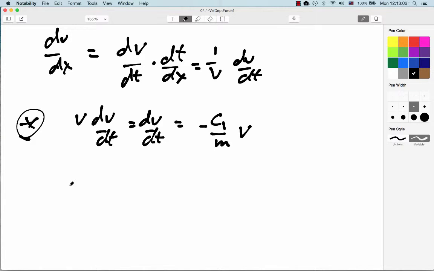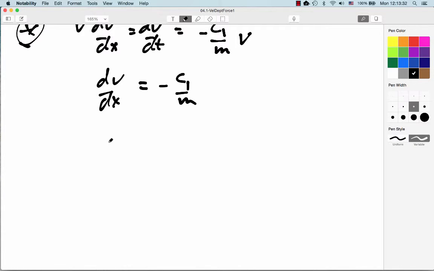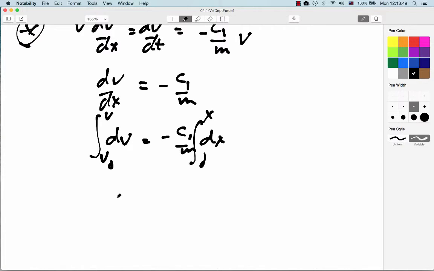Okay. So I can cancel v's here and here. Sorry, this should be reading v dv/dx right there. So this gives me dv/dx equals minus c1 over m. So I can rewrite that as dv equals minus c1 over m dx. Integrate from v naught to v, integrate from 0 to x, and I get that v equals v naught minus c1 over m times x. So what we get here is that as we go with displacement, the velocity decreases linearly. It's kind of an interesting result.